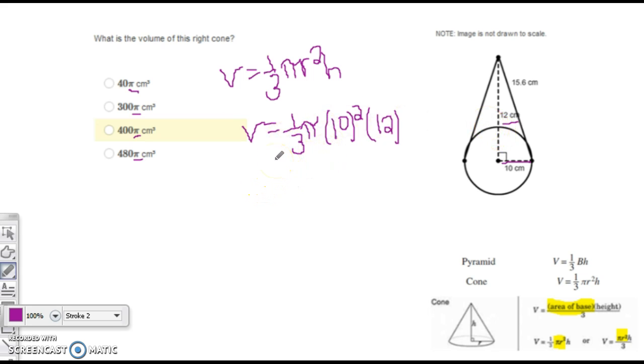So I'm going to go ahead and multiply it, but I'm not going to plug pi in the calculator. I'm just going to do 1/3 times 10 squared times 12. That gives me 400. And then I'm just going to put pi down on my answer. Don't try to plug it in your calculator or it will mess you up.